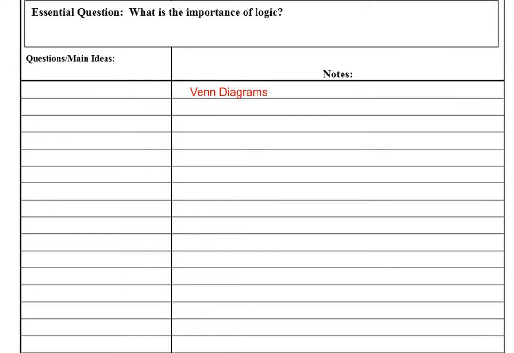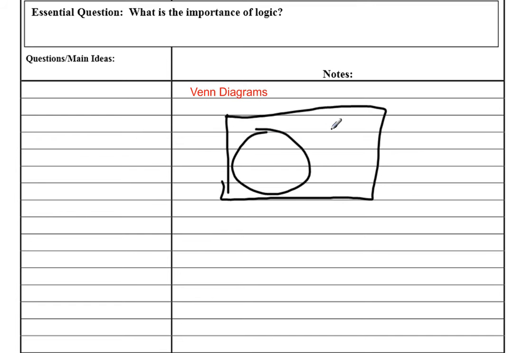So after we've defined all the vocabulary words that we're going to use in this unit, we are now going to talk about Venn diagrams. Venn diagrams are a great way to organize our thoughts and ideas, so we can see where the similarities lie between those thoughts and ideas. We're going to start off by drawing a Venn diagram. I'm going to put a rectangle here and two circles.